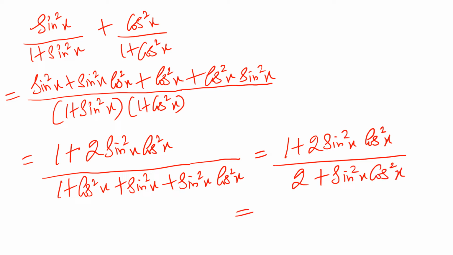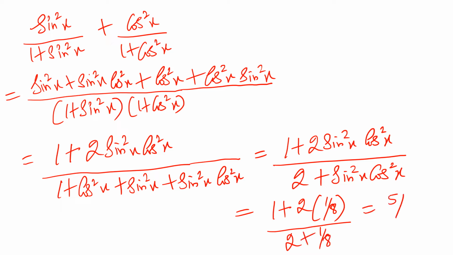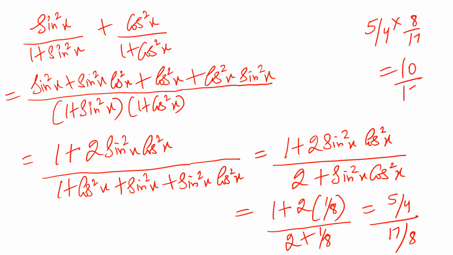Now just put the value of sin square x into cos square x as 1 upon 8 in this expression. So the answer becomes 1 plus 1 by 4 or 5 by 4 divided upon 17 by 8. So that means it is 5 by 4 into 8 upon 17, or this is just 10 upon 17. So that means option B is the correct one.